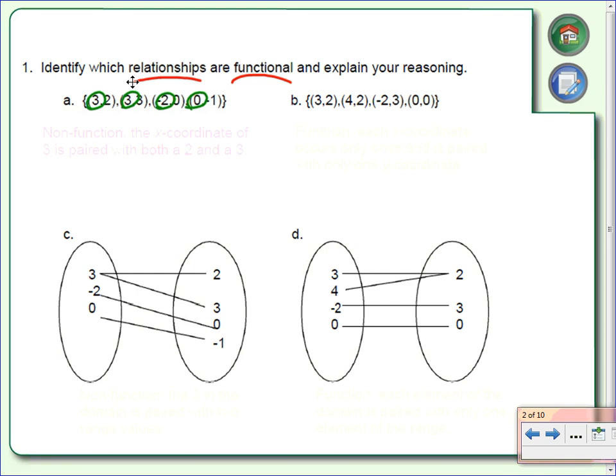So what I want you to do for me is write down that this is a non-function, or not a function. And the reason it's not a function is because of that 3 that repeats. You'll notice that the 3 has a 2, but the 3 also has a 3. It has 2 different y values. That's not allowed in a function. So again, first example A, it is a relation. It's a set of ordered pairs. It's just not a function.